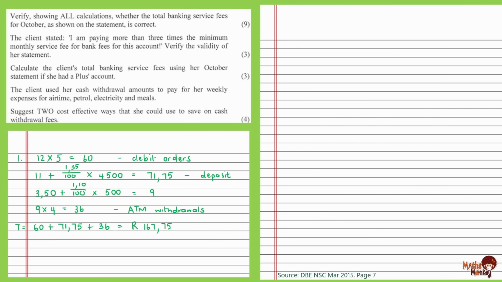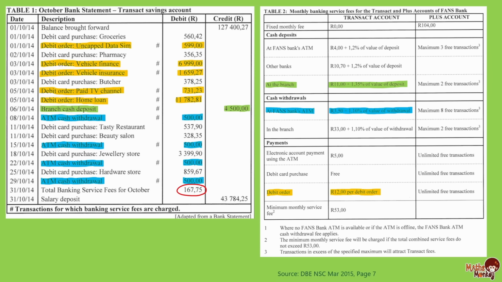But let's make sure we answer the question. It says verify, showing all calculations, whether the total banking service fee for October as shown on the statement is correct. So please remember, whenever it's a verification question, you have to say yes, the value is correct. Okay? You actually have to give a verification there. And just pay attention to how many marks that is. That's literally a 9-mark question, which I don't think is very difficult, but it can be very tricky to miss things.